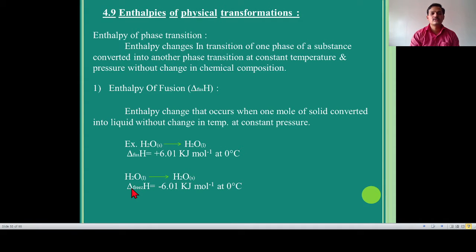Then we have to reverse the reaction, meaning 1 mole of liquid is converted into 1 mole of solid. The concept is called enthalpy of freezing. It means the enthalpy change when the liquid phase is converted into the solid phase. The value of enthalpy of freezing is exactly opposite to enthalpy of fusion. Here it shows positive 6.01 kilojoule per mole and here negative 6.01 kilojoule per mole at 0 degree Celsius.